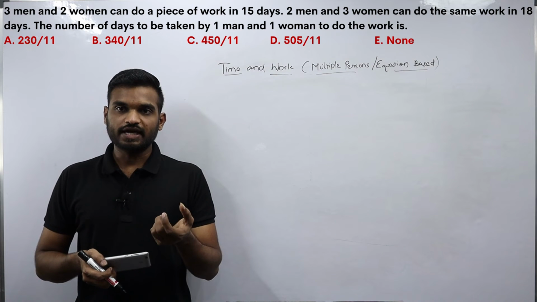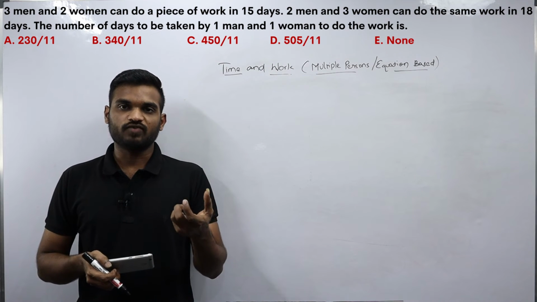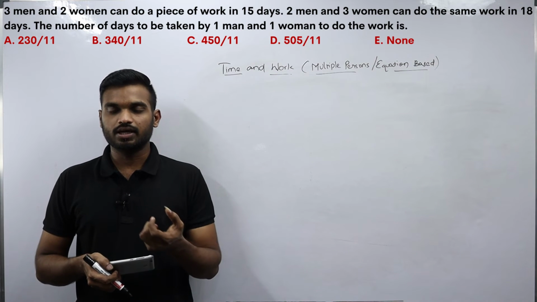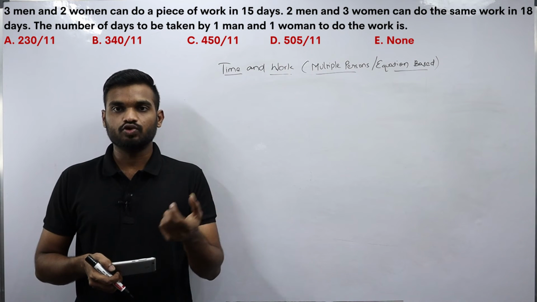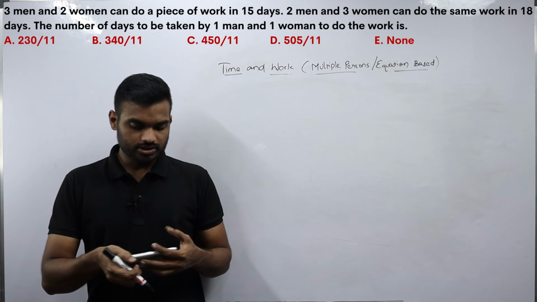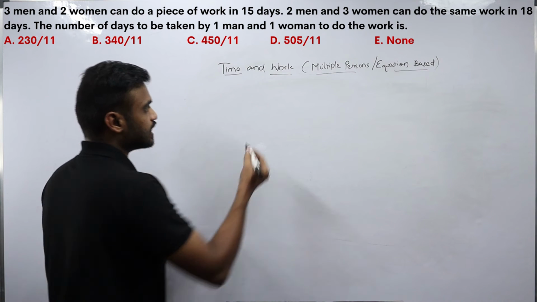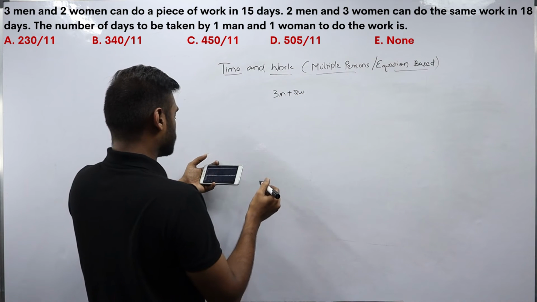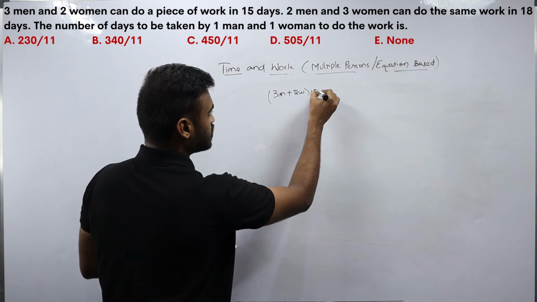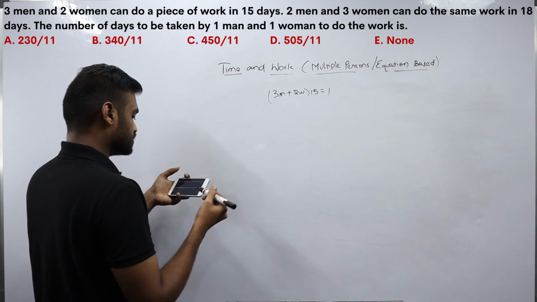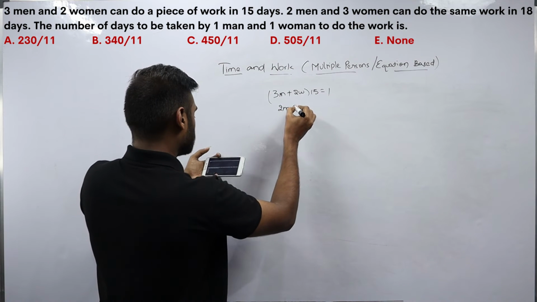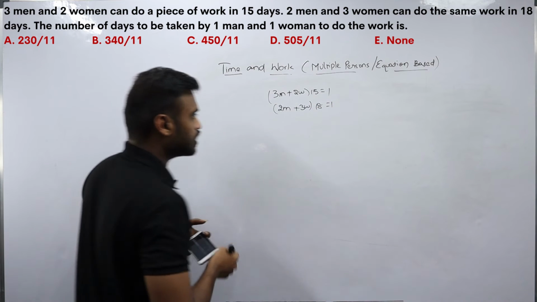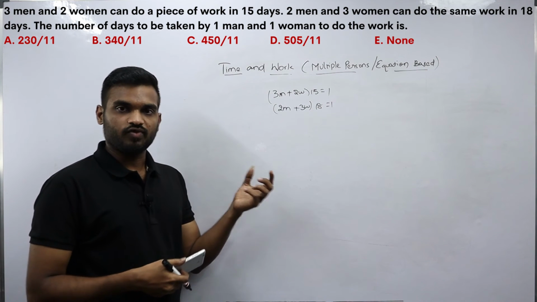To find that, we need to find the total amount of work to be done. Then we can find the efficiency of man and the efficiency of woman, and the total time taken for man and woman to complete the work. Okay, now I can solve this so that you can understand. They are saying that 3 men and 2 women can complete the work in 15 days, and 2 men plus 3 women can complete the work in 18 days.